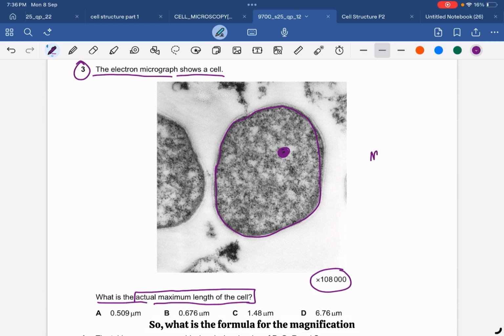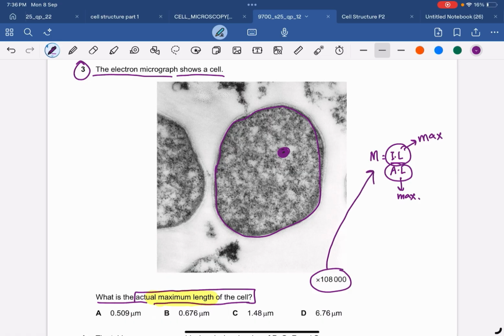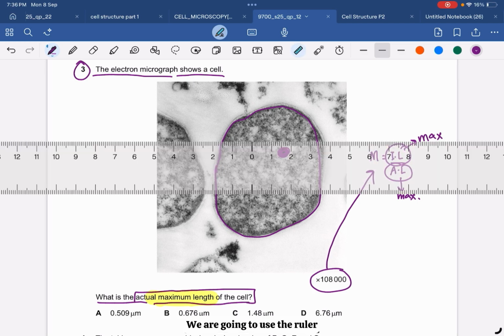So what is the formula for the magnification? Magnification is equal to image length divided by the actual length. Over here they are saying actual maximum length, so in order to calculate the actual maximum length, we must take the image length at its maximum, right? We know that the magnification is 108000, so we are going to put the magnification as it is. And then we are going to calculate the image length. How are we going to calculate the image length? We are going to use the ruler.